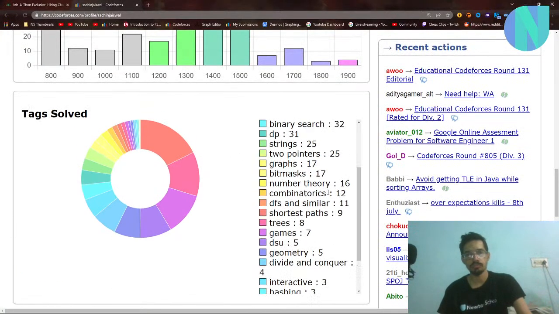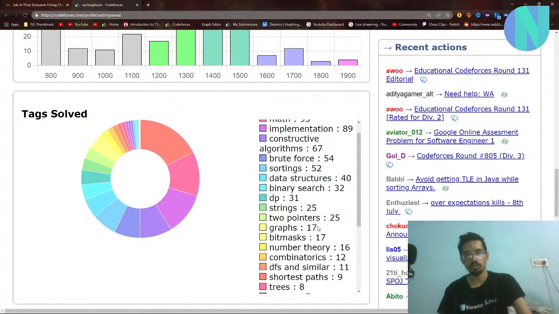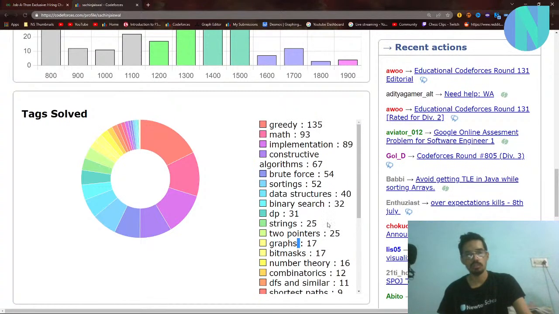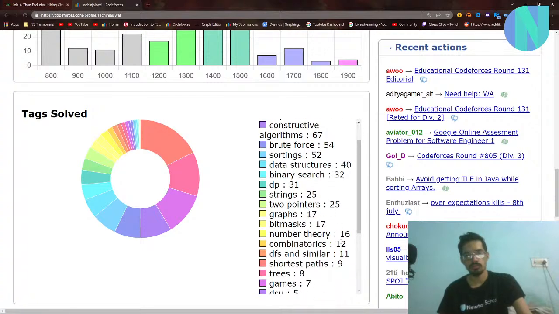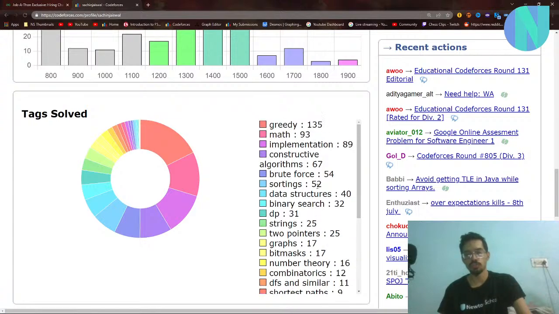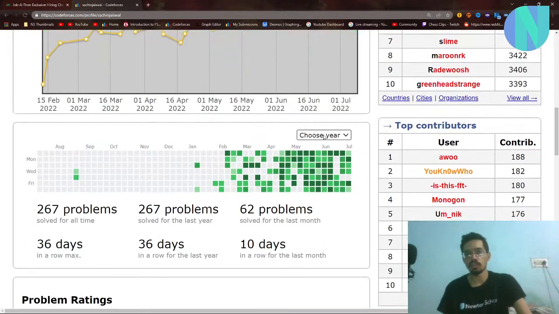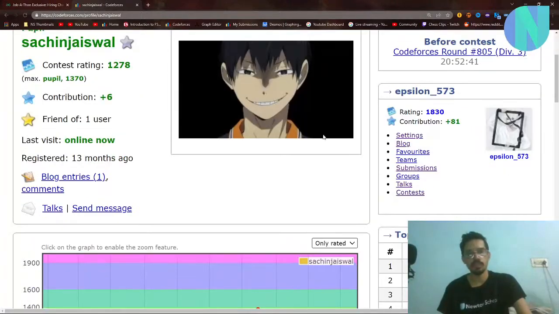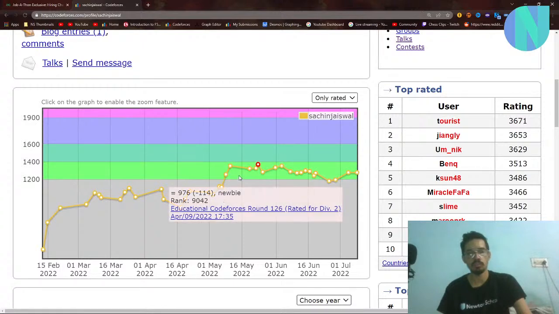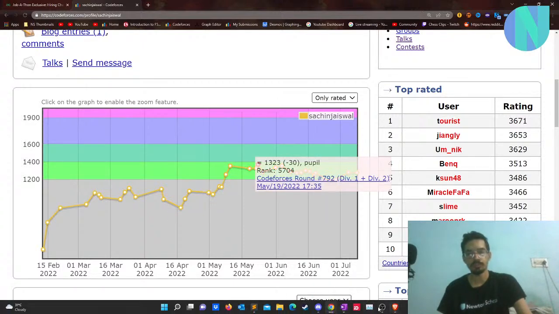That's also good. You should also try to solve more graph problems, I guess. You only have 20 graph problems, around 11 DFS problems. So you should work more and more on your trees and graphs. I think that's where you are lacking. The rest, you are doing really good. In a few months, you have reached up to specialist. That's good.